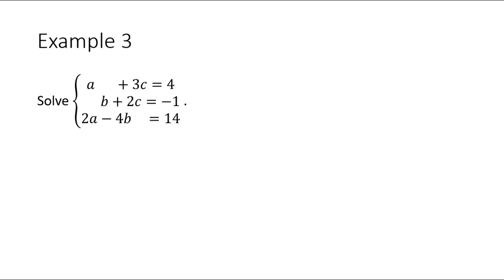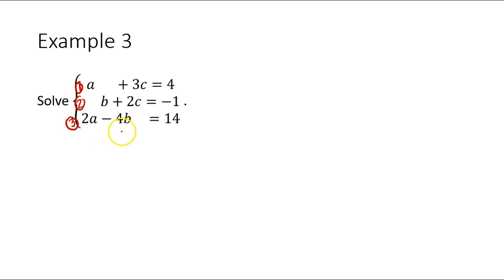Example 3, solve the system a plus 3c is equal to 4, b plus 2c is equal to negative 1, and 2a minus 4b is equal to 14. Okay, first thing I notice is that I do have 3 different variables, and each of my equations here, equation 1, equation 2, and equation 3, they all have 2 different pairs of variables in there. Remember, what I'd like to do is come up with 2 equations that have the same variables in them.